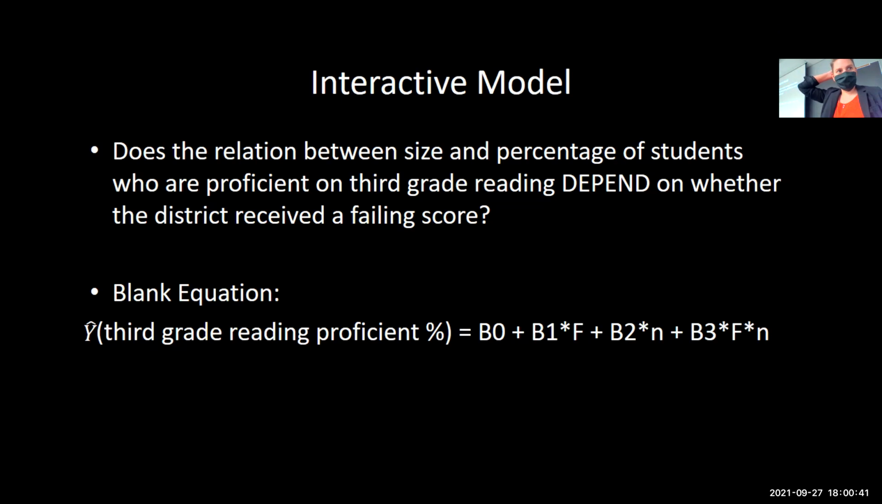So here is my blank equation. My y-hat for third grade reading proficiency percentage for a particular district is equal to my intercept plus the slope times whether they got an F plus the slope times the number of third graders plus my interaction times whether they got an F times number of third graders. That's my regression equation, my linear equation here for relating my variables, allowing them to change and interact.